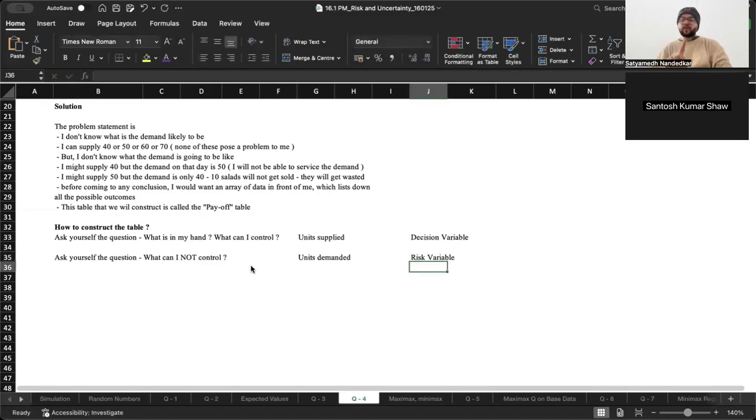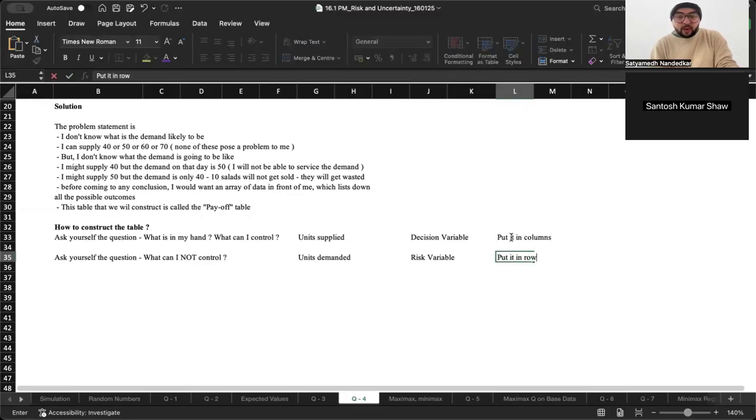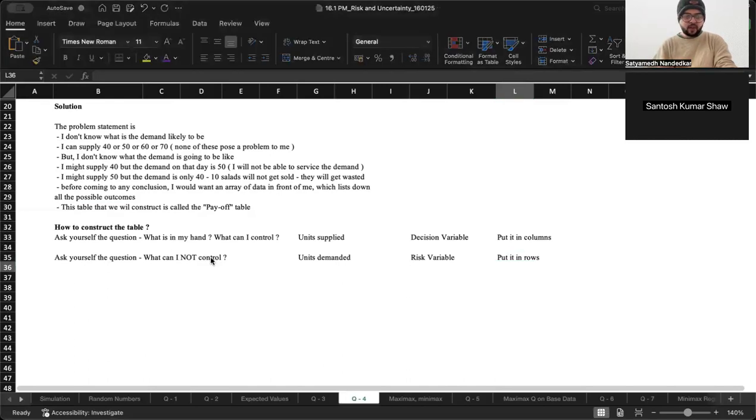Why is it my risk variable? Because this keeps on fluctuating. Now, I don't know what value will I end up putting. I don't know kya calculation karunga. I don't know anything. So this is fluctuating. This is changing. This is called my risk variable. And what I can control is called my decision variable. ठीक है. तो जो decision variable है, put it in columns. And जो risk variable है, put it in rows. है ना. अब let's understand how to construct the table. ठीक है. Decision variable is always in columns, risk variable is always in rows.